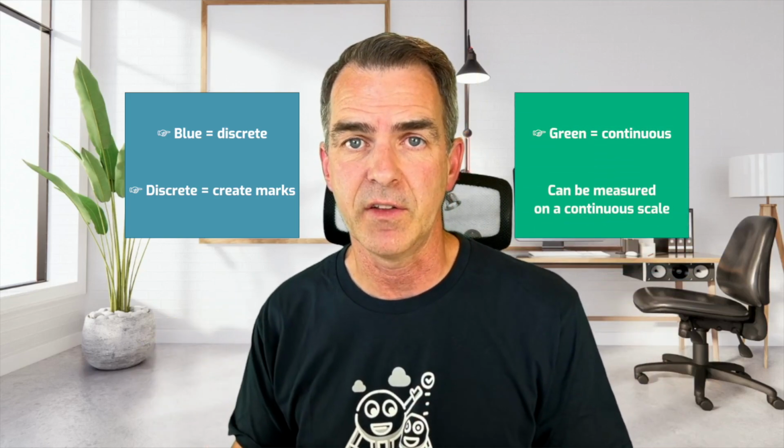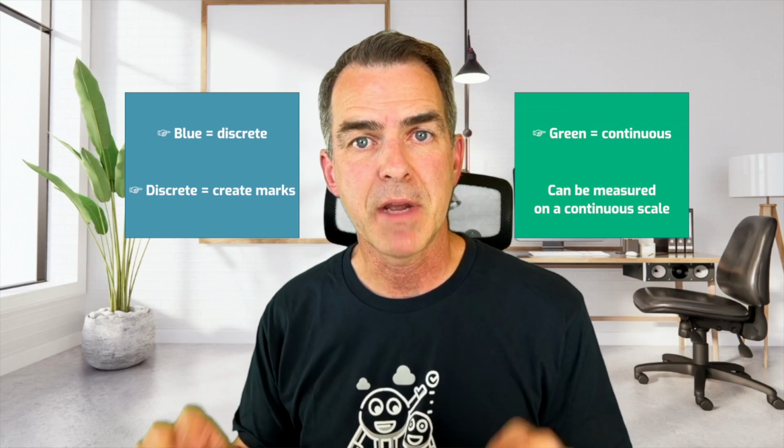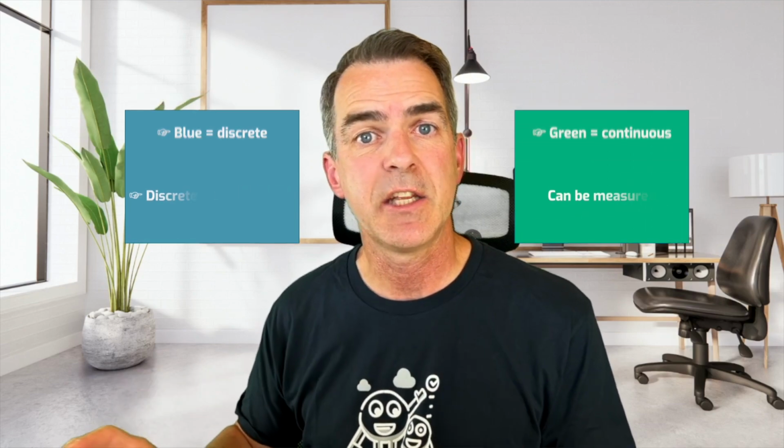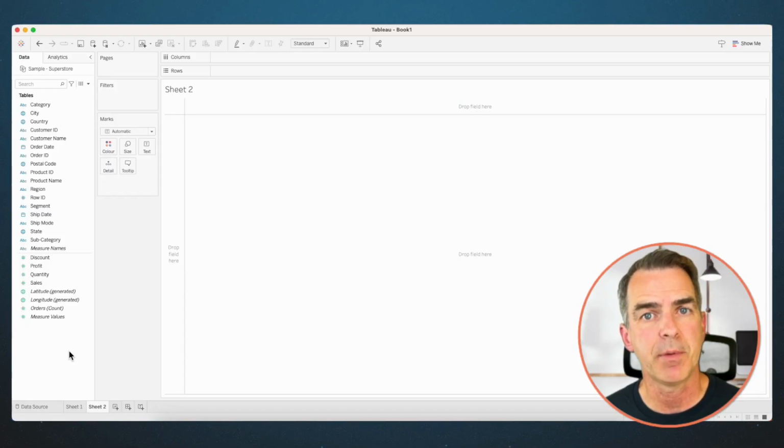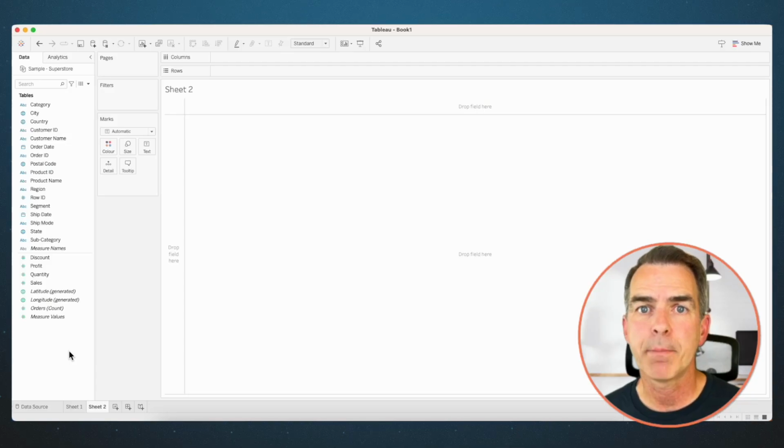On the flip side of that, we have continuous data. These are our green fields. Continuous data can be measured on a continuous scale. Continuous data has an infinite number of values, such as the height of people, the number of fish in the sea, or the temperature outside.